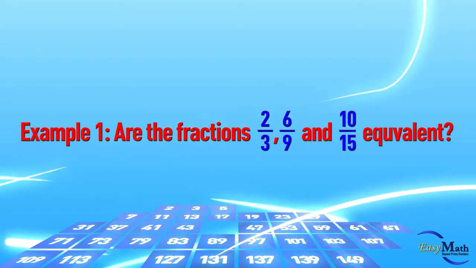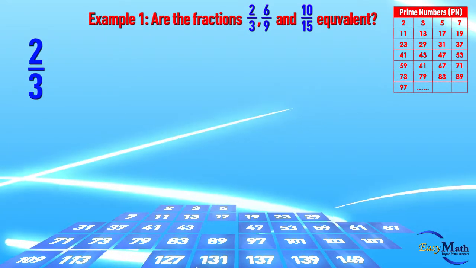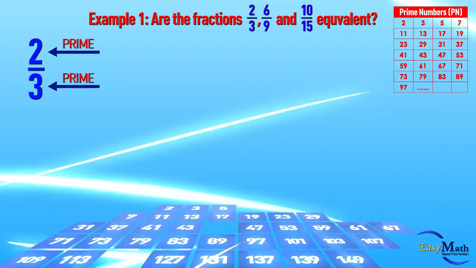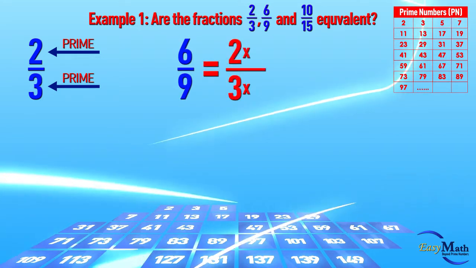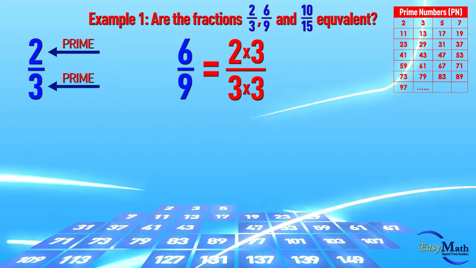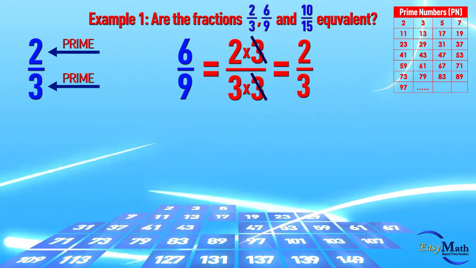Example 1. Are the fractions 2/3, 6/9, and 10/15 equivalent? The fraction 2/3 is already in its simplest form, since both the numerator, 2, and denominator, 3, are prime numbers. 6/9 equals 2 times 3 over 3 times 3. Cancel out common factors, 3's, so the fraction 6/9 is equal to 2/3.